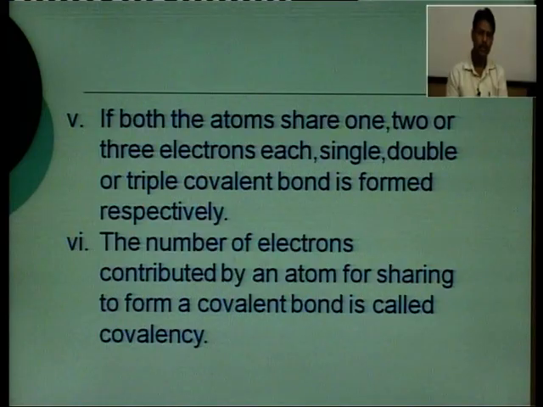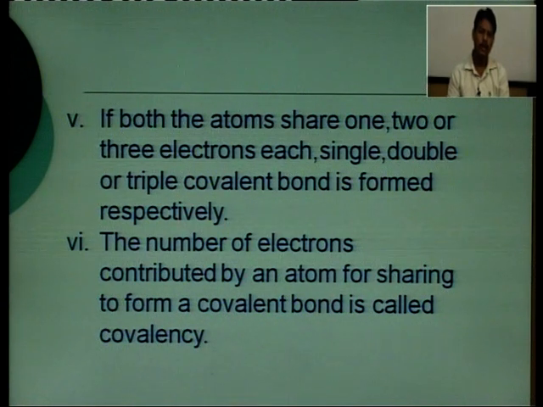If both the atoms share 1, 2 or 3 electrons each, a single, double or triple covalent bond is formed respectively. For example, the single bond example is the hydrogen molecule, the double bond example is the oxygen molecule, and a triple bond is formed in the nitrogen molecule.